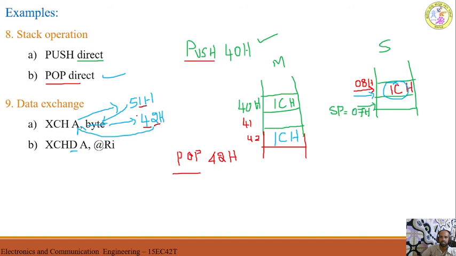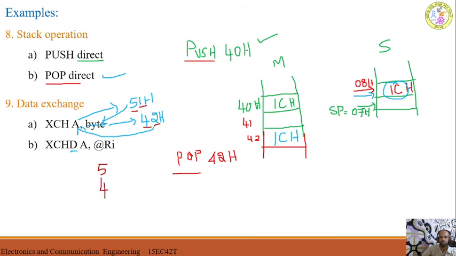Whereas this is called the higher nibble. So XCHD means exchange only the digits. Only the lower digits should be exchanged. Therefore, after the execution of XCHD, what is the result you are going to get? Only the lower nibble will be exchanged. The higher nibble should be retained as it is. 4 and 5 remain the same.